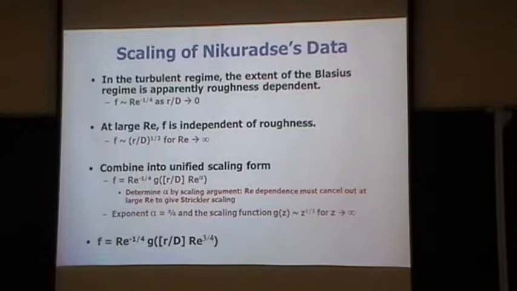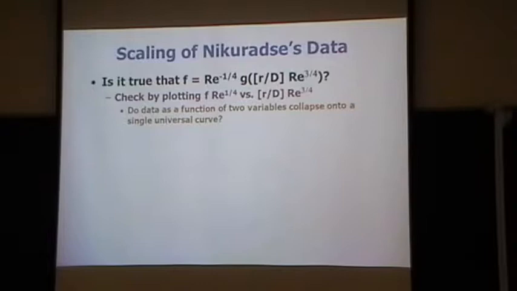So, does it work or doesn't it? So remember what we did with the magnetic system. We posited this data collapse, we plotted the data in the way that the theory said, and we saw that all these different data for different magnetic materials all collapsed into one universal curve. Does it work for turbulence?